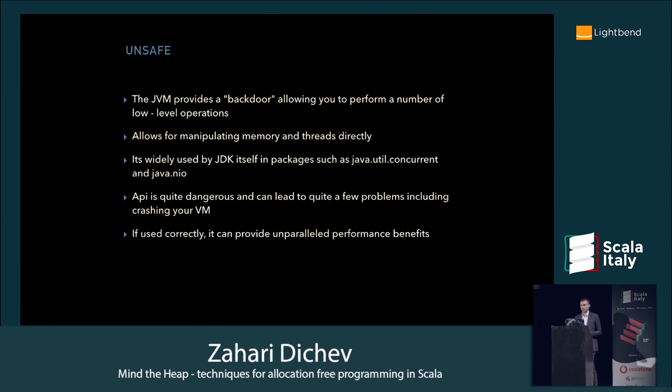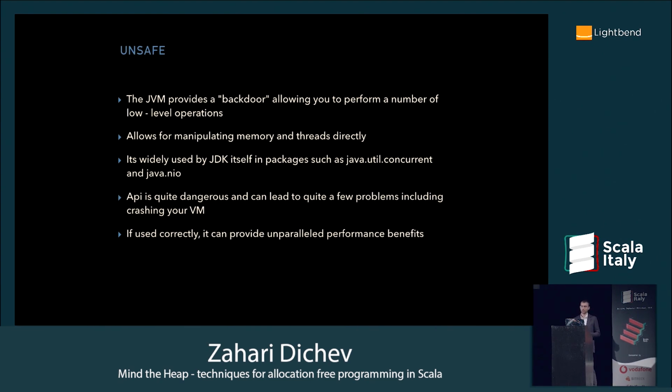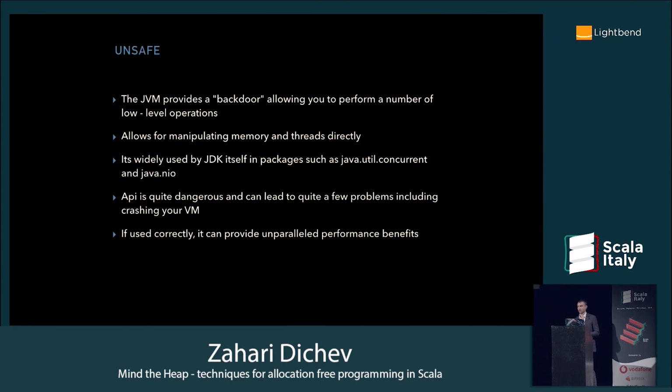The JVM effectively provides a backdoor allowing you to perform a number of low-level operations for manipulating memory and interacting with threads. It's, in fact, widely used in packages such as java.util.concurrent for implementing locks and that kind of stuff, as well as in Java NIO. Of course, this API is quite dangerous because you are dealing with direct memory, and you can very well crash your JVM, which is not desirable.